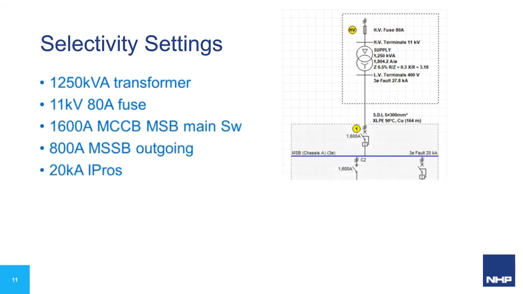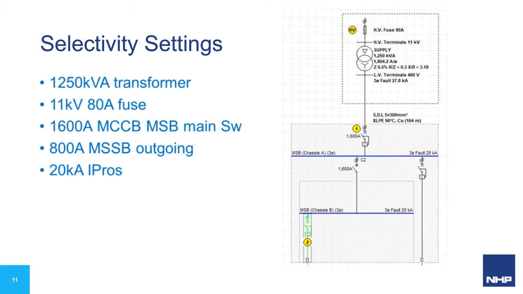The three-phase prospective fault at the transformer is 27.8 kA. At the main switchboard, we've reduced the prospective fault to 20 kA. We have a 1600 amp MCCB feeding a split bus, where an 800 amp thermal magnetic MCCB is the outgoing feeder to another switchboard downstream.